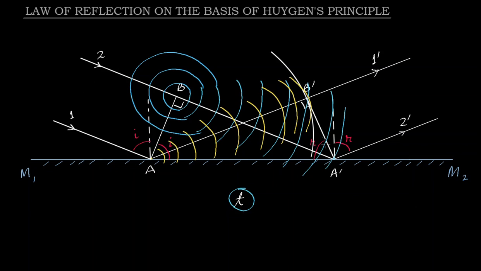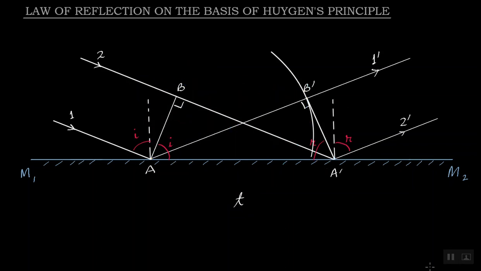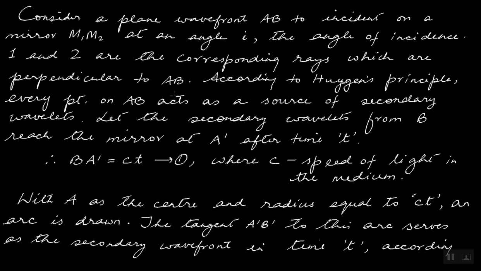And it is clear from the figure that this secondary wavefront makes an angle R with the mirror, which is the angle of reflection. Okay, so consider a plane wavefront AB incident on a mirror M1 M2 at an angle I, the angle of incidence.